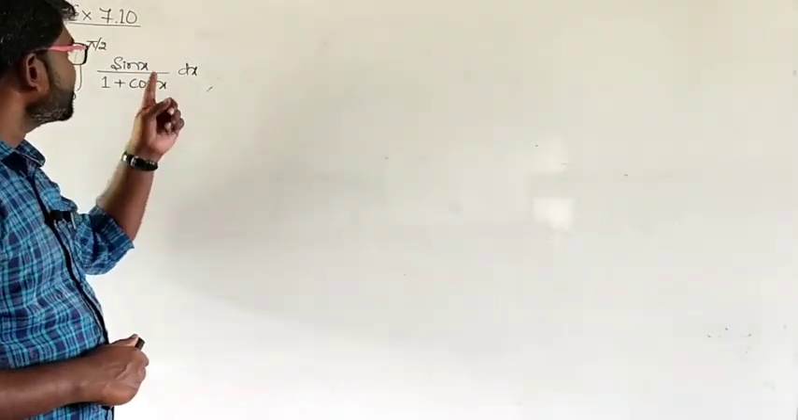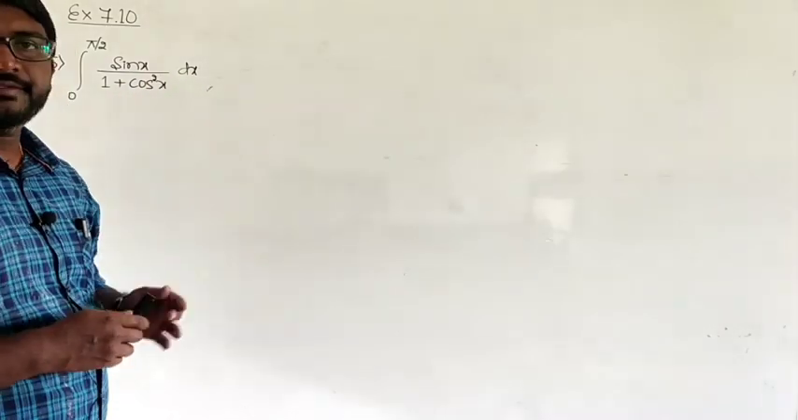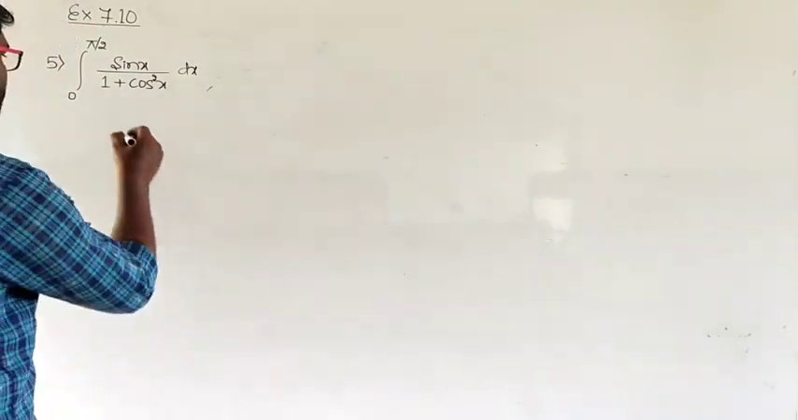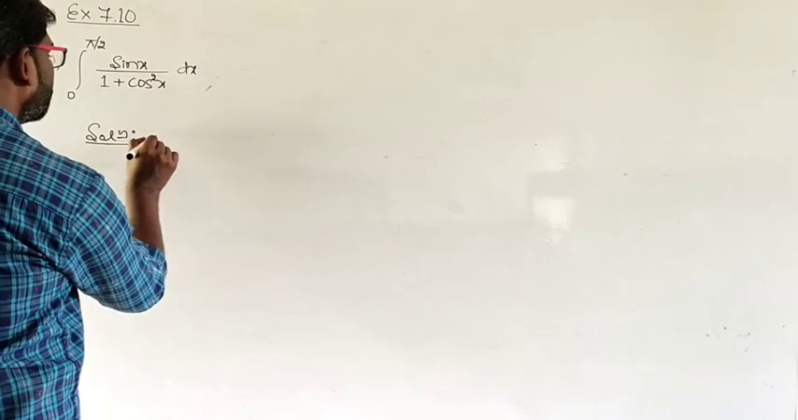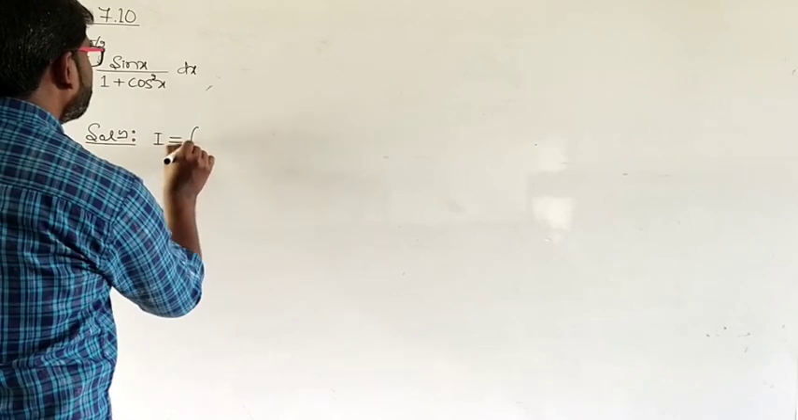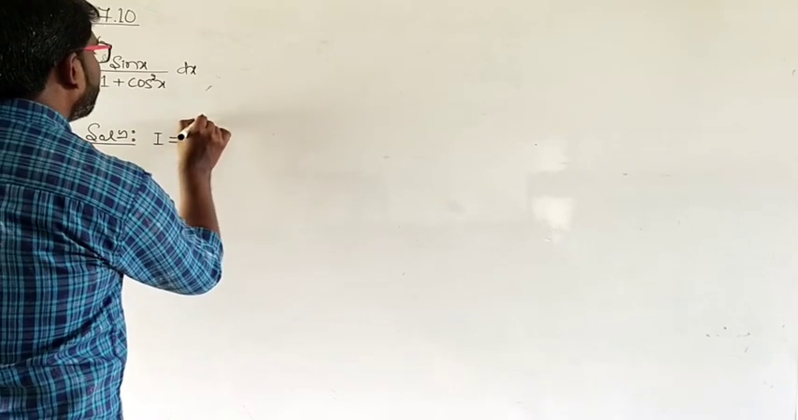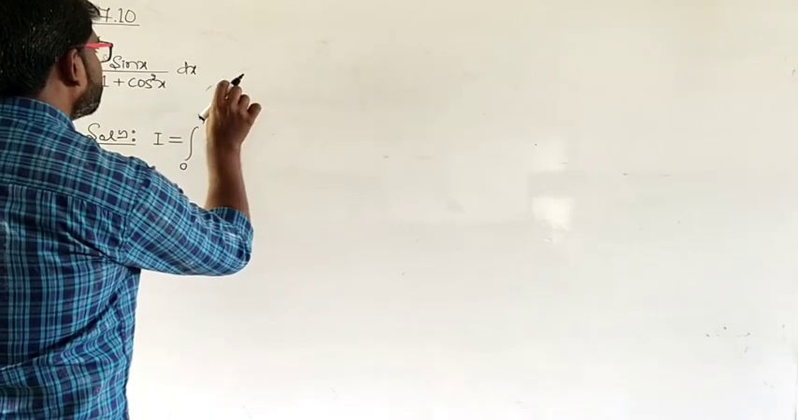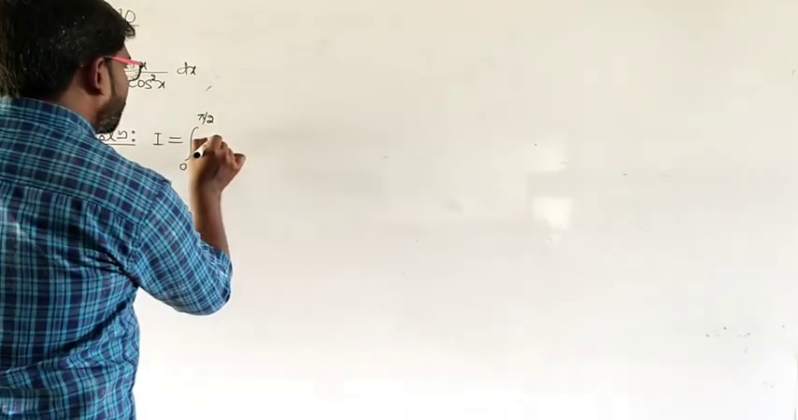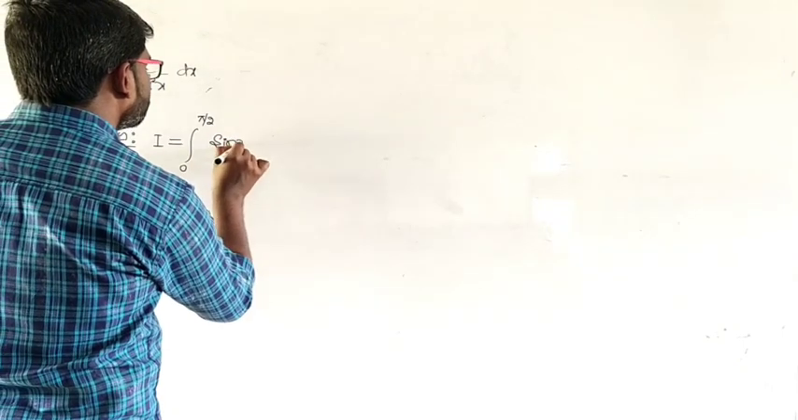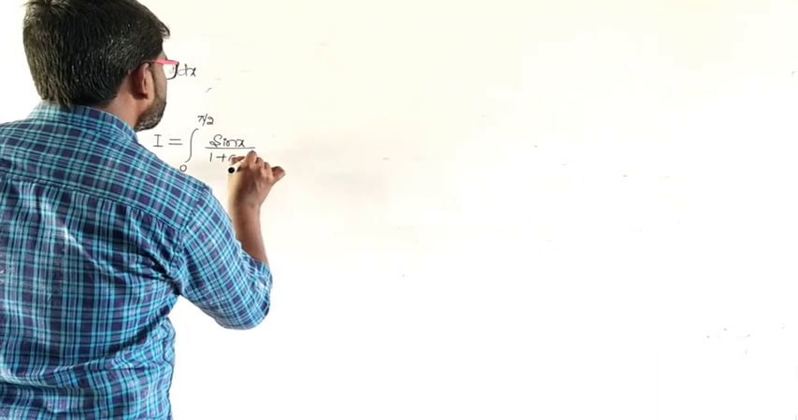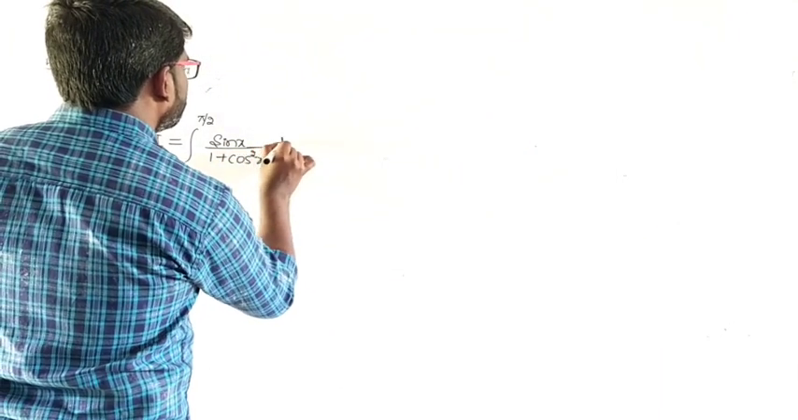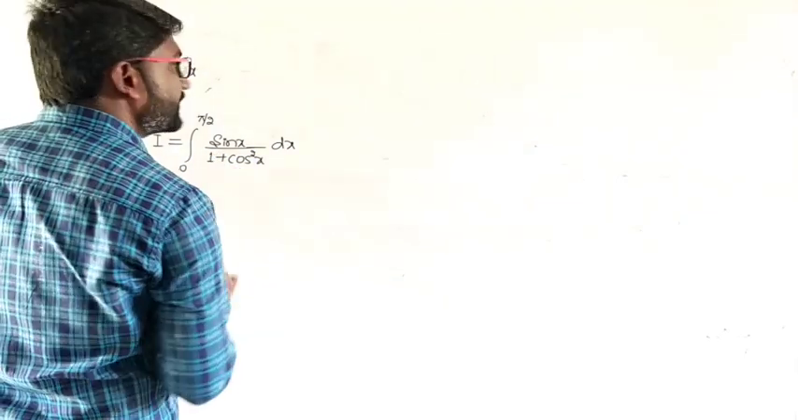Well, the 5th problem: integral 0 to pi by 2 of sin x divided by 1 plus cos square x dx. So let us take this as I, which is equal to the integral from 0 to pi by 2 of sin x divided by 1 plus cos square x dx.